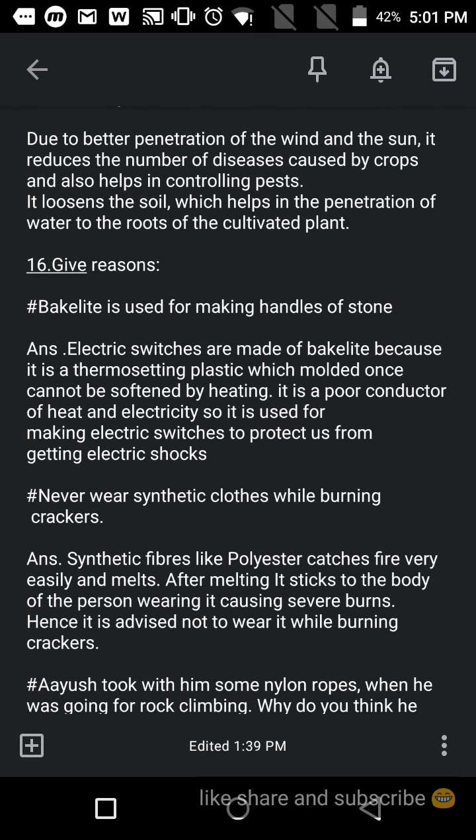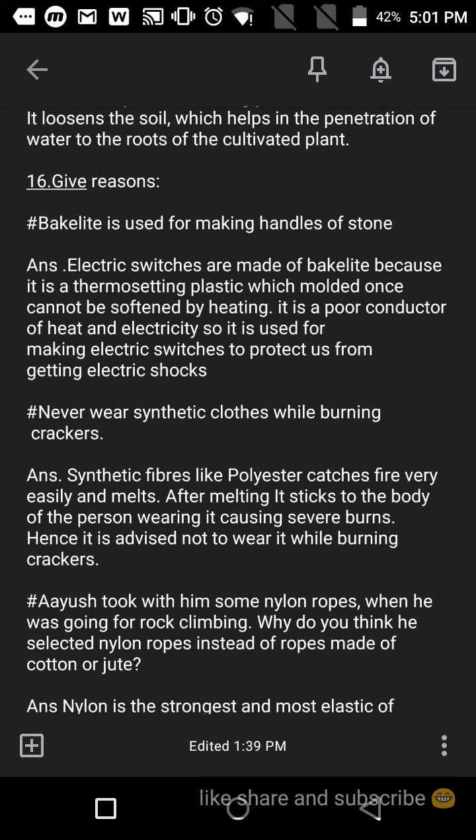Question 16. Give reasons. Bakelite is used for making handles of switches. Electric switches are made of bakelite because it's a thermosetting plastic, which once molded cannot be softened by heating. It's a poor conductor of heat and electricity, so it is used for making electric switches to protect us from getting shocks.